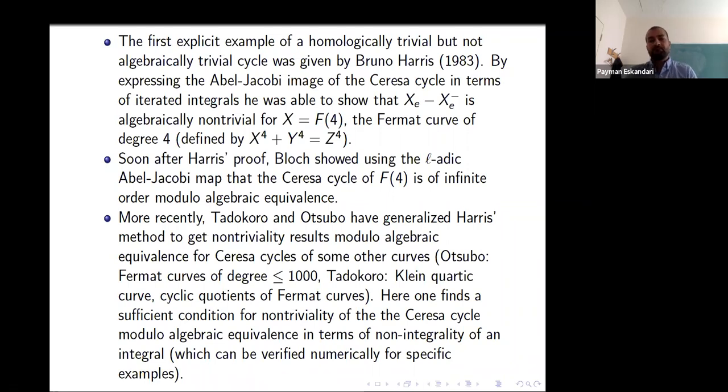So basically, you have a sufficient condition to prove this type of result, non-triviality modulo algebraic equivalence, if you could show that those integrals are not integers. You can do that numerically when you're dealing with specific examples, and that's exactly what they did. That's what Harris does, and that's what Tadokoro and Otsubo do in these examples, for Fermat curves of degree up to 1,000. We're going to come back to this argument; in the last slide I'm going to say more about this technique. But you're always limited by the fact that, in the end, there's always a numerical calculation.